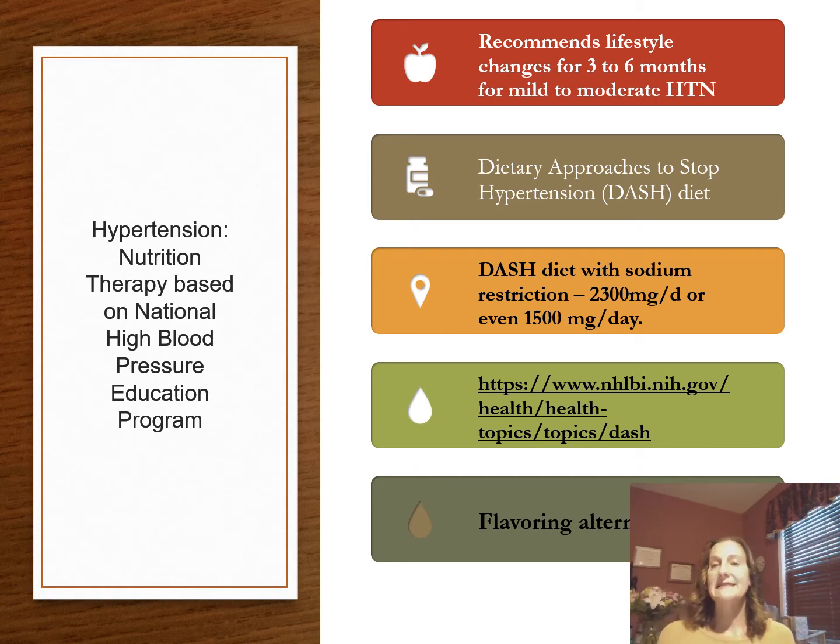The U.S. National High Blood Pressure Education Program did a lot of research in terms of hypertension, and they recommend lifestyle changes, as does the American Heart Association. So we look at recommending lifestyle changes for mild to moderate hypertension for a duration of 3 to 6 months. We are also recommending the DASH diet, which is Dietary Approaches to Stop Hypertension.